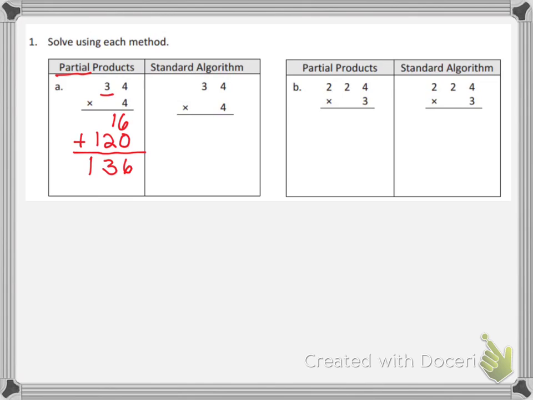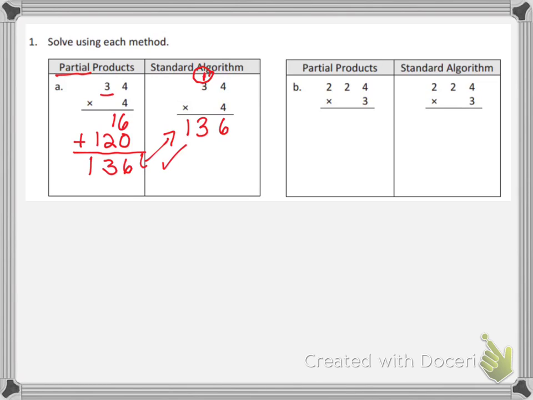Now we're going to go to the standard algorithm way. That's when we're going to have to show, keep bringing our numbers over. 4 times 4, we said was 16, put the 6, carry the 1. 3 times 4 is 12, plus the 1 is 13. And there we go. Our two products are the same.